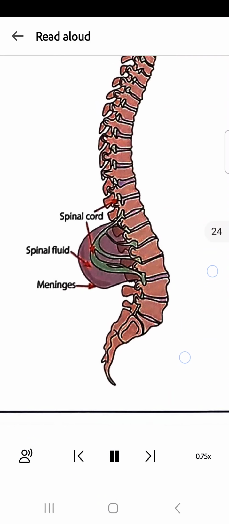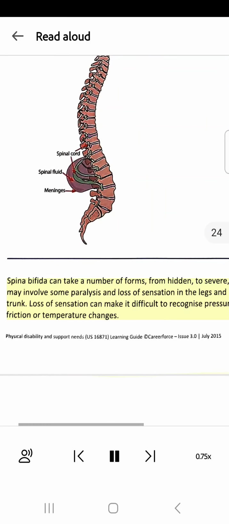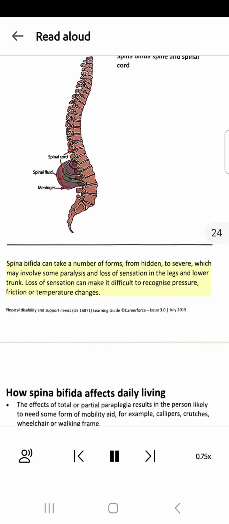Spina bifida can take a number of forms, from hidden to severe, which may involve some paralysis and loss of sensation in the legs and lower trunk. Loss of sensation can make it difficult to recognize pressure, friction or temperature changes.